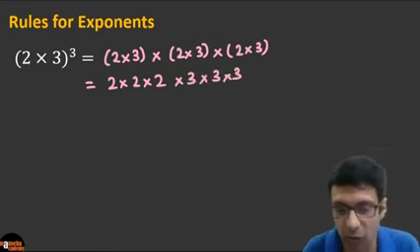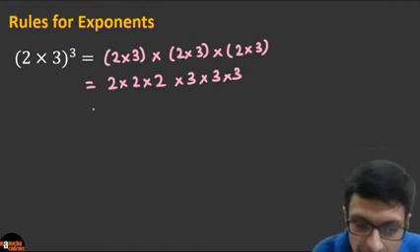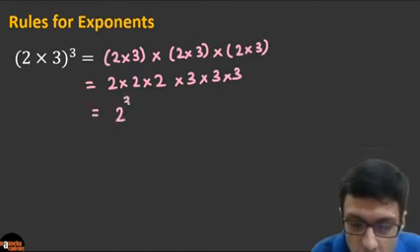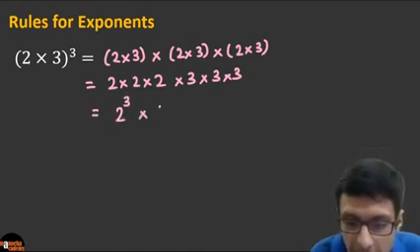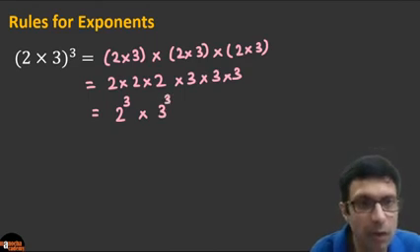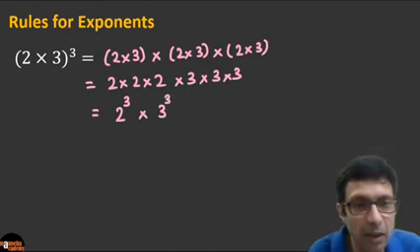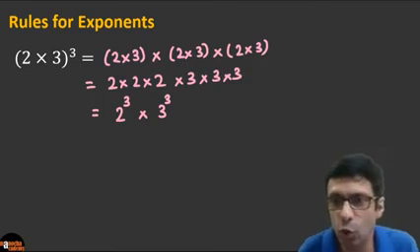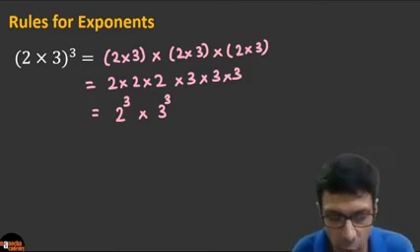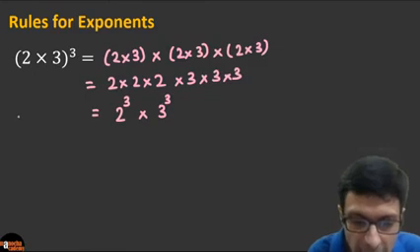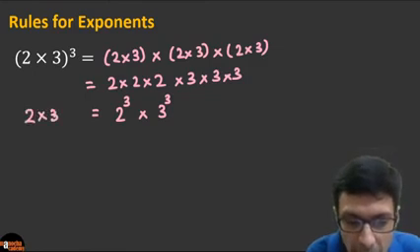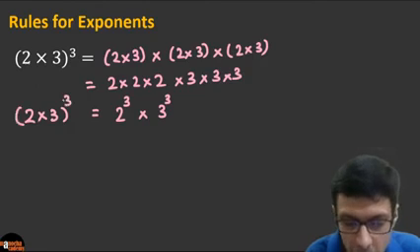Can you guys see that? So what are we basically finally getting? We have a 2 cube multiplied by a 3 cube. Can you guys see that? Very good. So you have a 2 cube multiplied by a 3 cube here, right? And this is what we had on our left hand side. Basically we had 2 times 3 whole to the power 3.